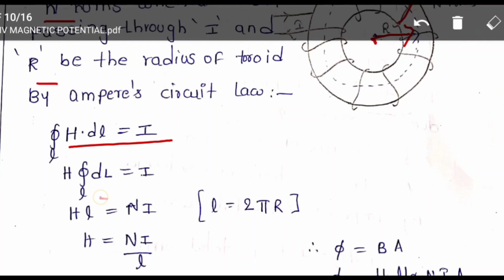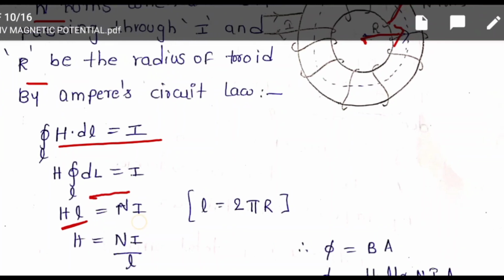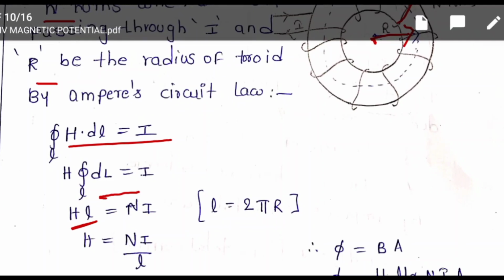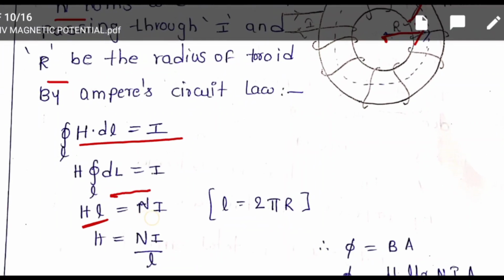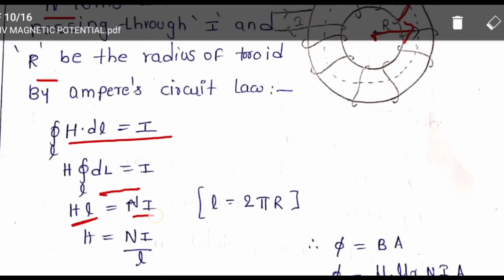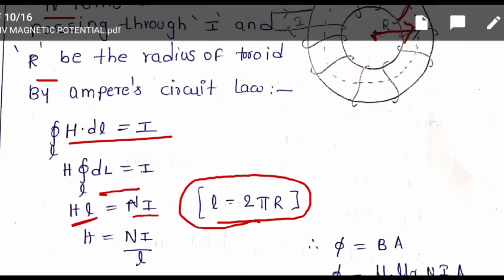Therefore, what we did previously, integration of dl means the total length will come. Integration of dl is l, and I equal to NI, the total current. Total current means the number of turns also will be considered, NI, we can substitute. Where l is 2 pi r, the perimeter of the toroid. H equal to NI by l.